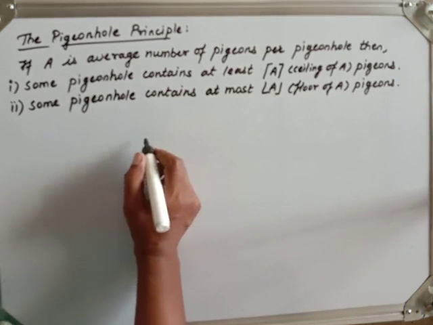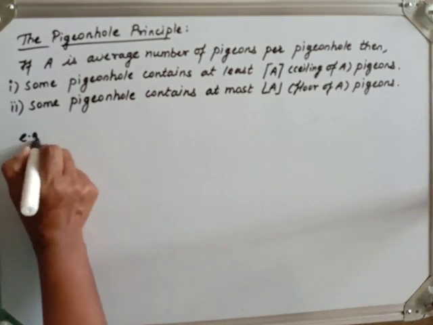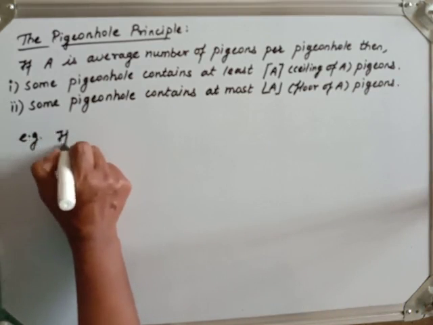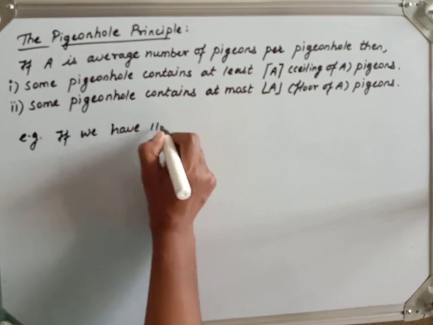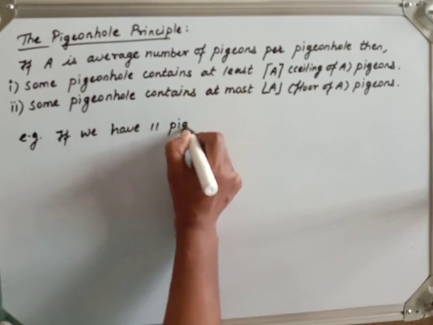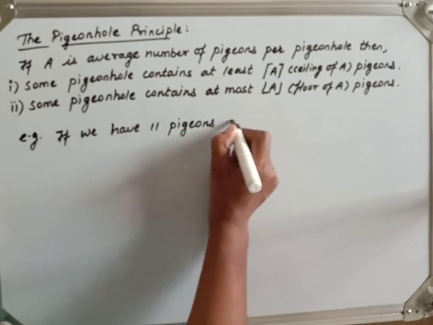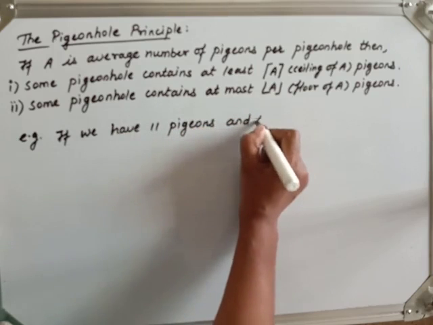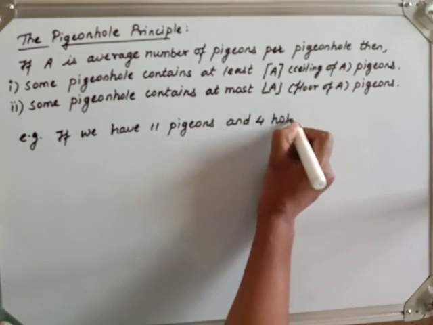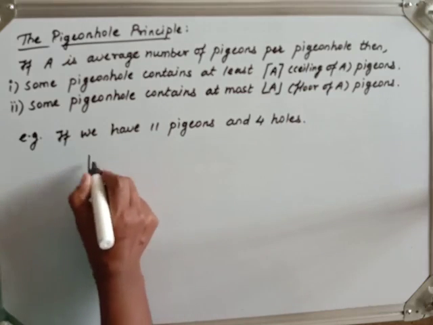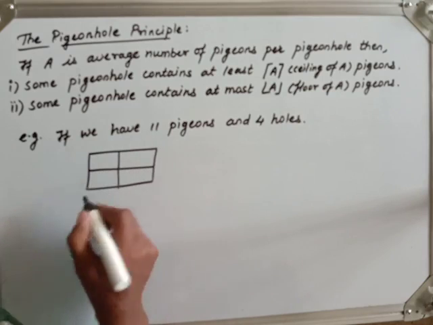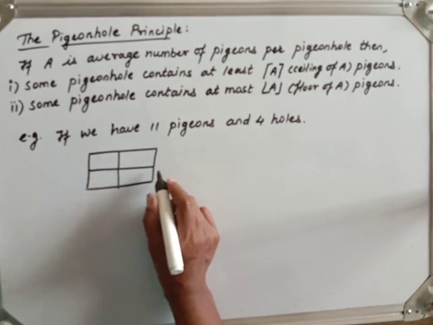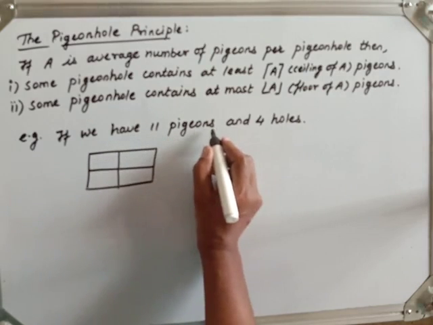Let me explain with the help of an example. If we have 11 pigeons and 4 holes, let me prepare a box here. Suppose it has 4 compartments. These are our 4 holes and 11 pigeons with us.